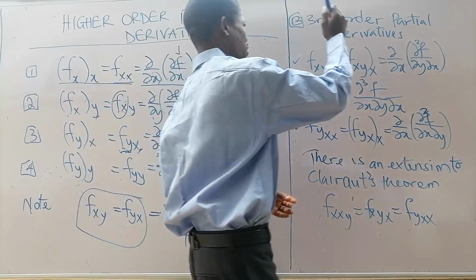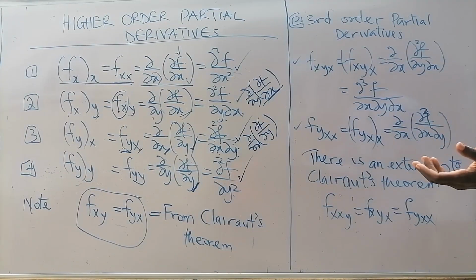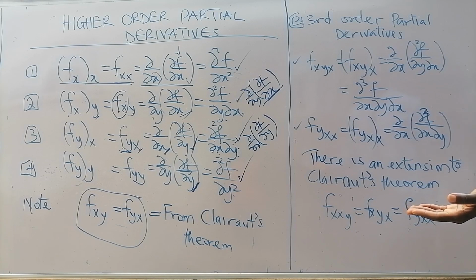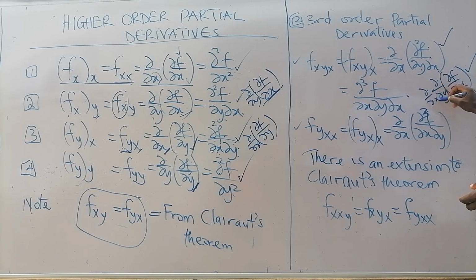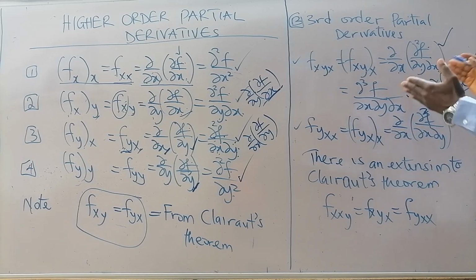Let's quickly go to the third order partial derivative. There's nothing much there. What I would just say is that in fraction notation, we start from what? From right to left. You do your del f with respect to x, then with respect to y, then with respect to x. What I mean is that for this case, you first of all do del f del x, then followed by what? Del y, making your second order. Then you do it again, del x. So that's what I mean by right to left.